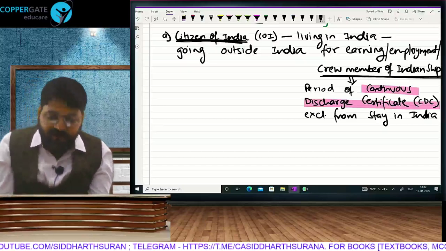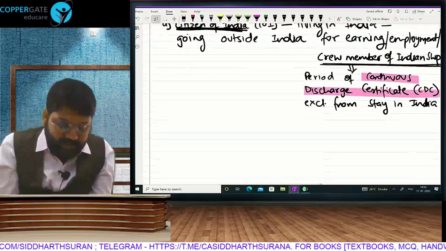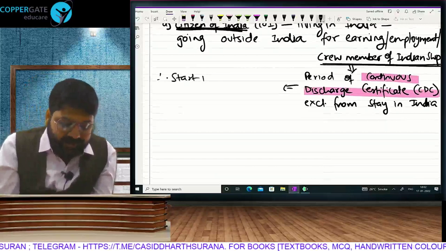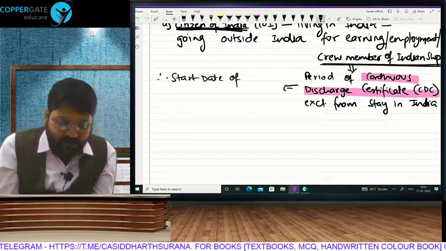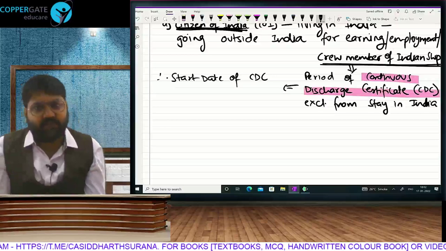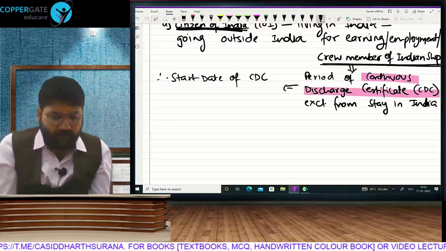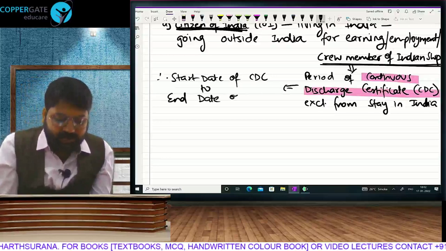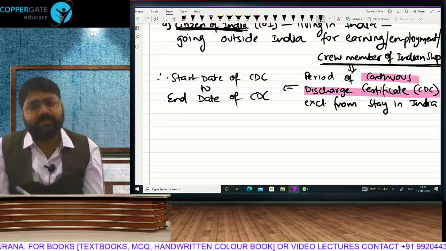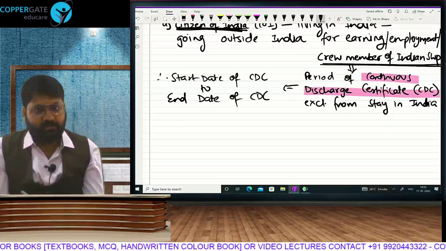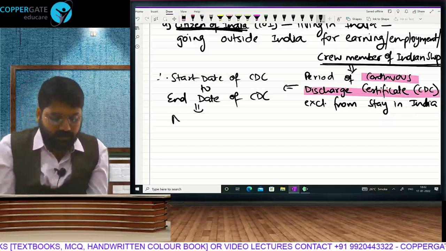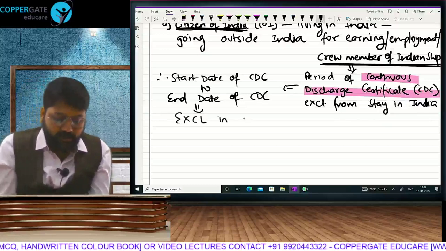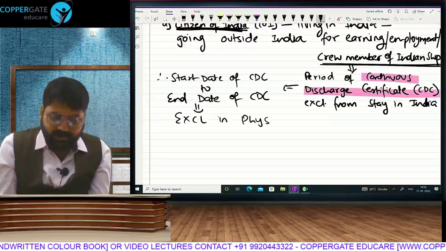In other words, if I have to keep it very simple for you as intermediate students, the conclusion is that the start date of CDC, can I say that is the start date from which you have to start providing services, start date of contract? In our example, 1st April to the end date of CDC, that in our example is 10th May, will be excluded, that is not included in your physical presence.